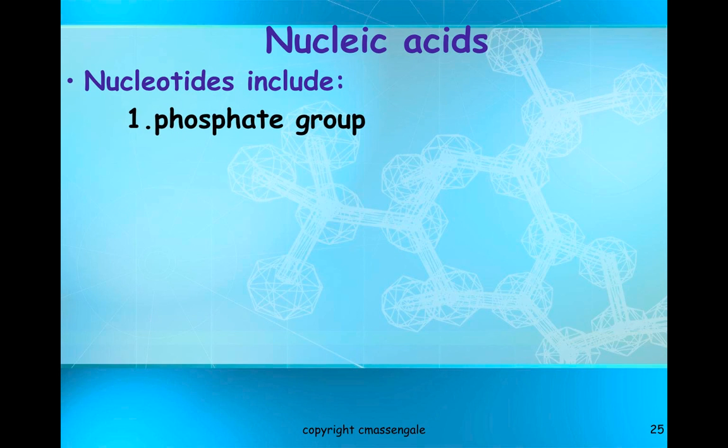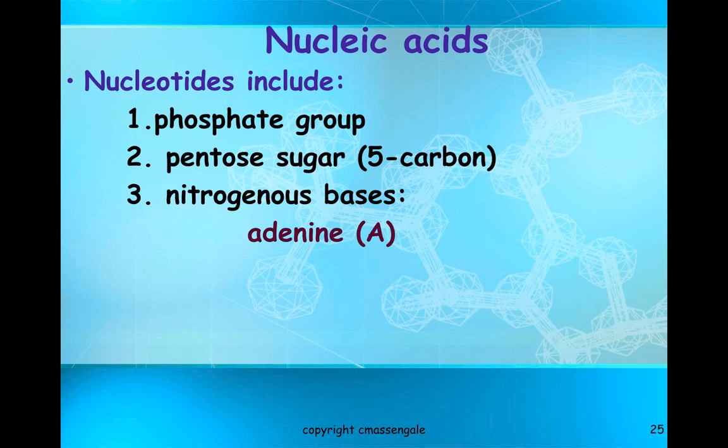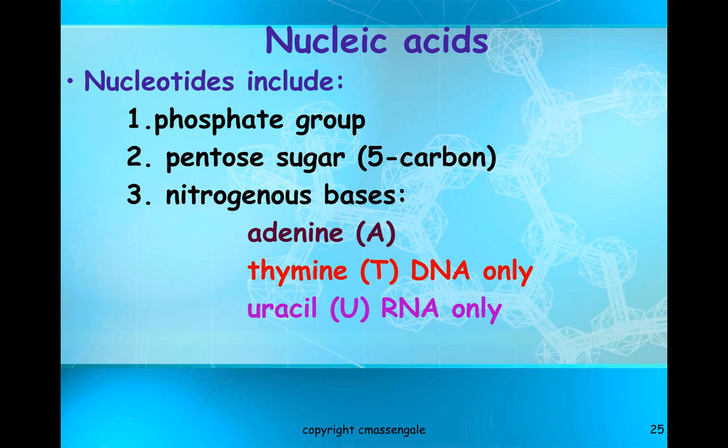Nucleotides include a phosphate group, a pentose sugar, which is 5 different carbons. Remember, each carbon can make up to 4 covalent bonds, but these are 5 different carbons. And a nitrogenous base. So the nitrogenous bases could be adenine, thymine, uracil, cytosine, and guanine. And just notice that thymine is only found in DNA and uracil is only found in RNA, but adenine, cytosine, and guanine are found in both DNA and RNA.